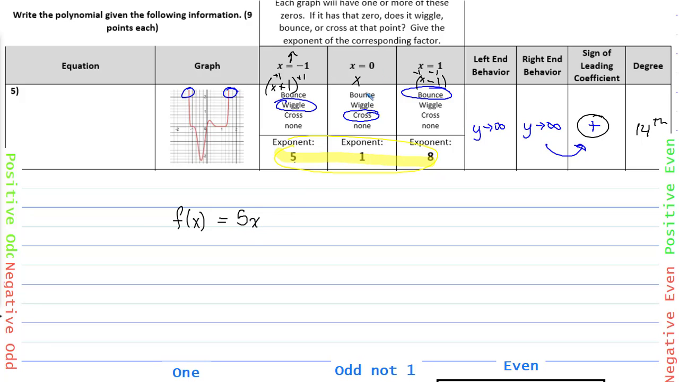Next thing I'm going to write is the one with the 0. So the x, and then my exponent was 1. I don't have to write that 1. It's understood to be there. And then I'm just going to go from left to right. X plus 1. We said the exponent was 5. X minus 1. The exponent was 8.